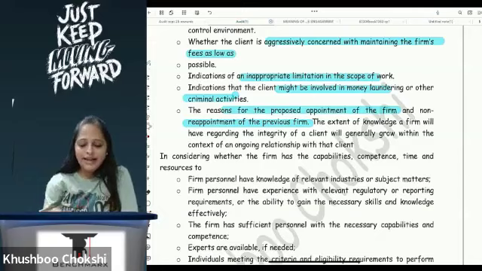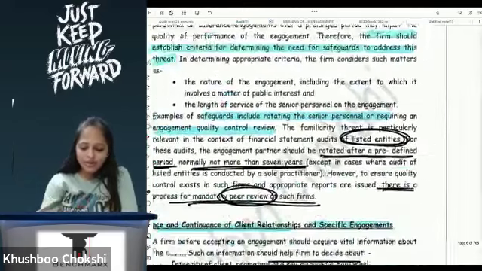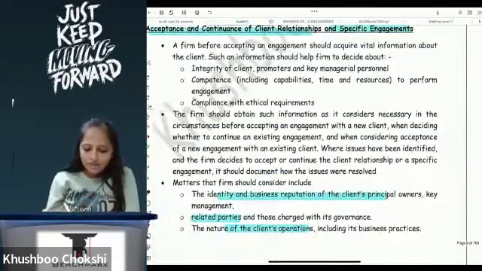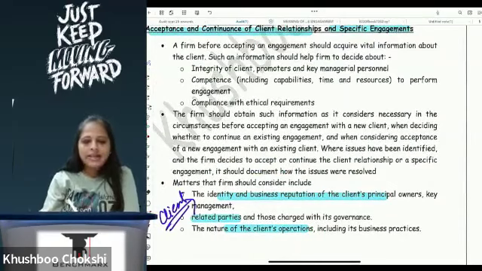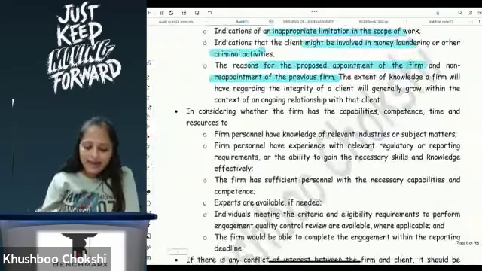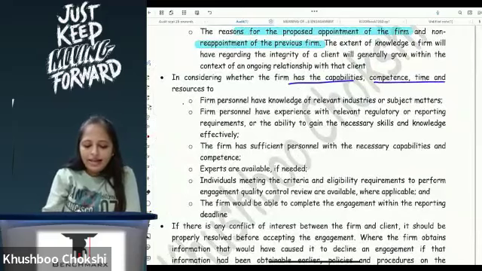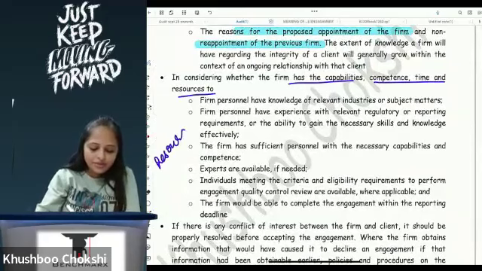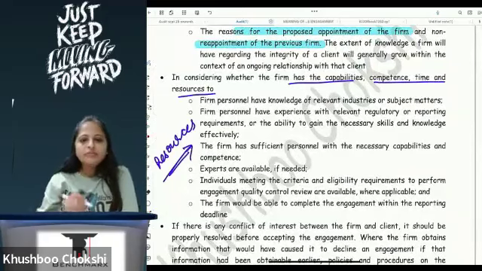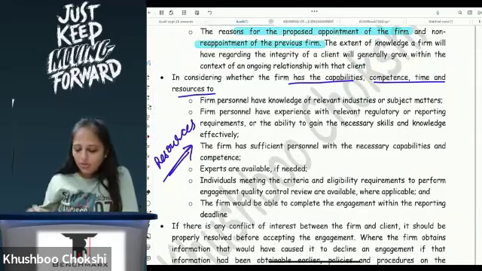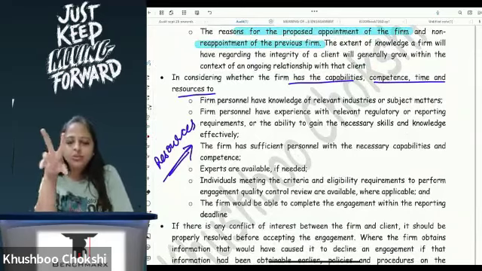This is about the client. So here I am talking about everything related to the client. So I will check what information about the client I have to consider. Correct? The second part is saying that the firm has the capability, competence, time and resources to do it. Whether I have the necessary resources to take up this assignment, and whether these resources are people who understand the business. So there are two things here.